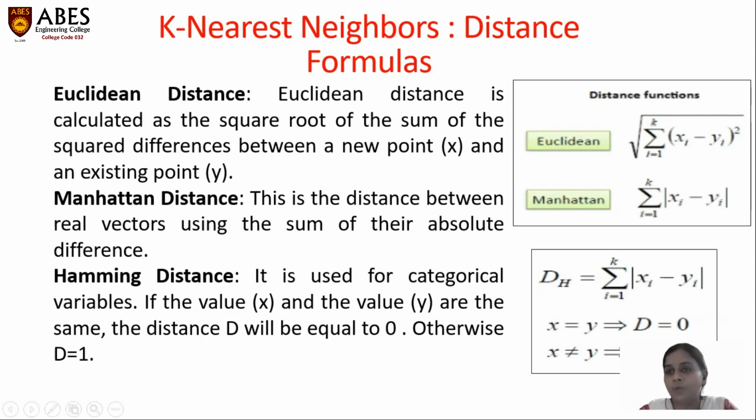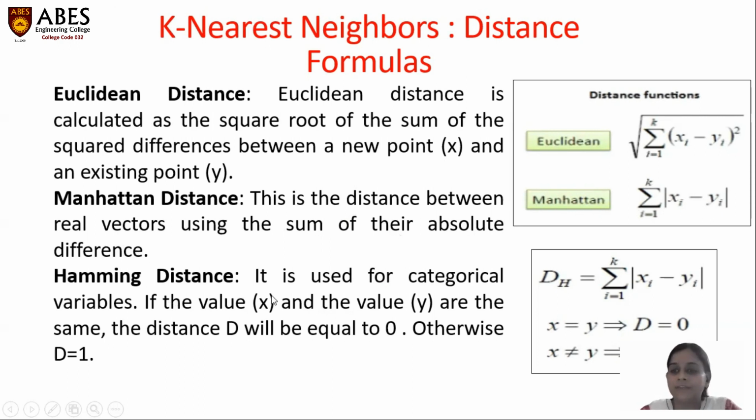Euclidean distance formula is also mentioned here. It is calculated as the square root of the sum of squared differences between new point and existing point. Then Manhattan distance, it is similar to Euclidean. The difference is it is not taking square and it is not taking the square root of the square. So this is the distance between real vectors using the sum of their absolute difference.